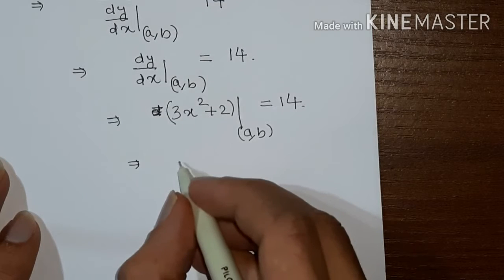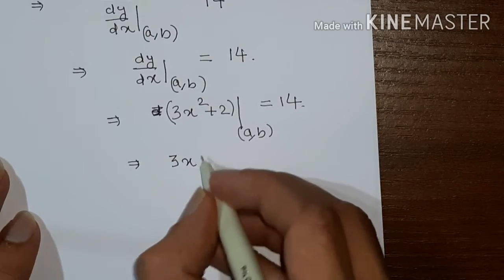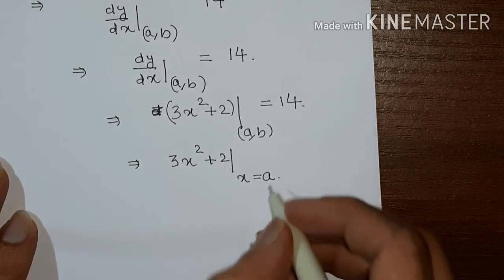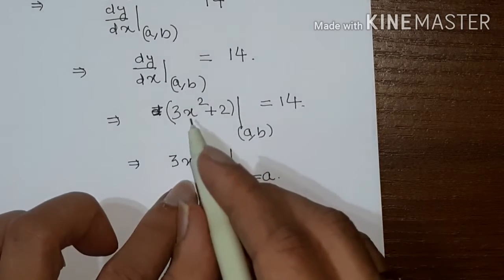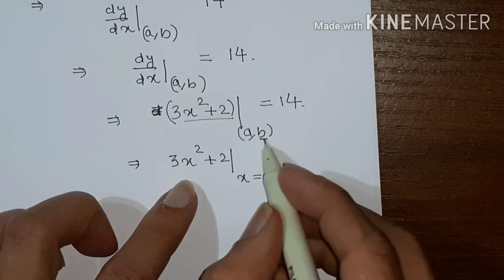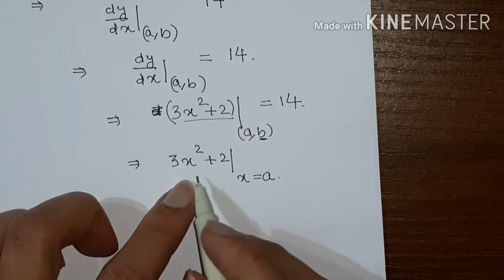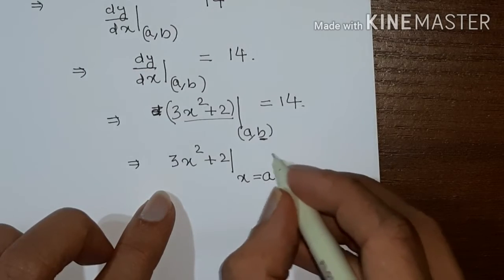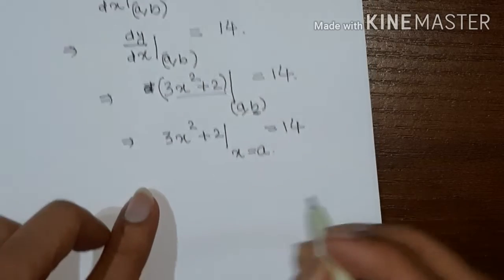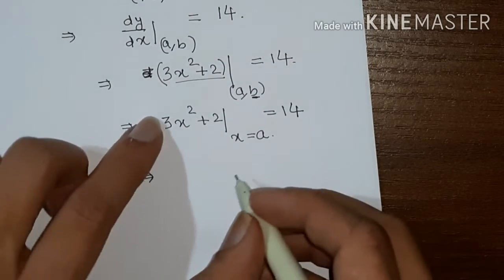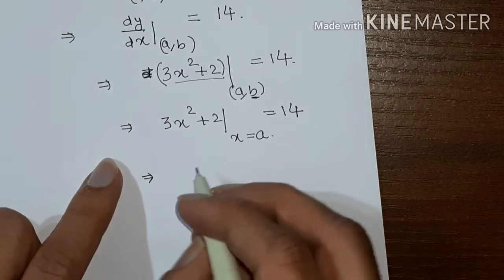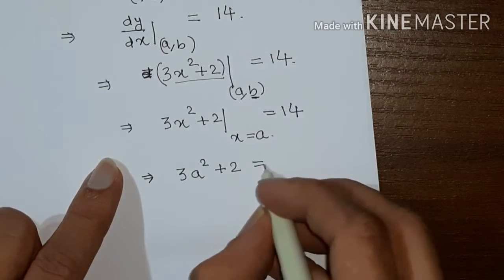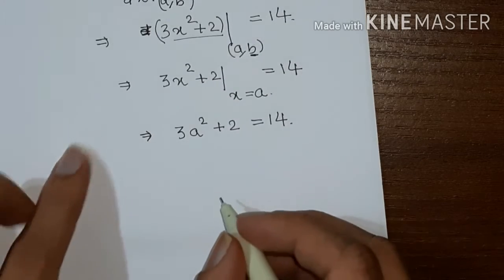Okay. So that means what we get is 3x² + 2 at x = a. Why? Because there is no y term here, so we can skip this b. So 3x² + 2 at x = a is equal to 14. Now if you substitute a here, what you will get? 3a² + 2 = 14.